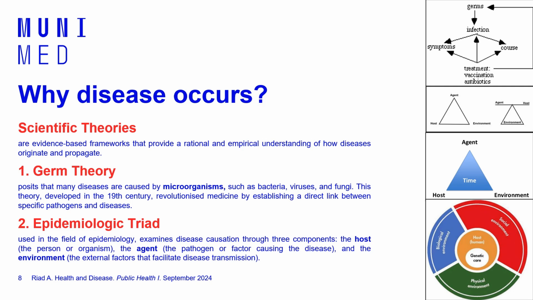It explained the disease as a result of a triangle or a triad of factors. The first factor is the host, which is the human, the person or the organism. Then the agent, which is the pathogen or the microorganism, and then there is the environment. Yes, it's not so different from the germ theory, but it gave more emphasis to the environment and the external factors that facilitate disease transmission. That's why it's called the epidemiologic triad.